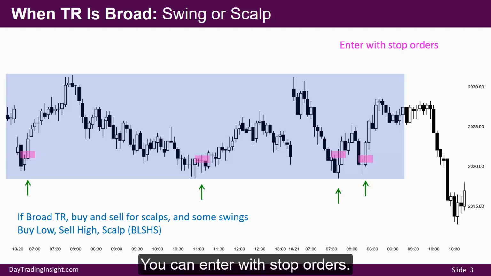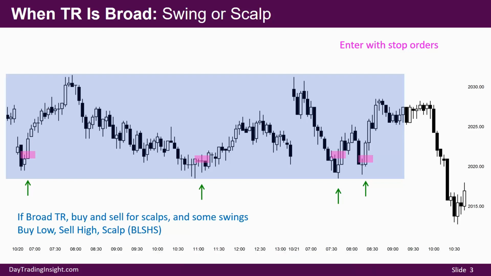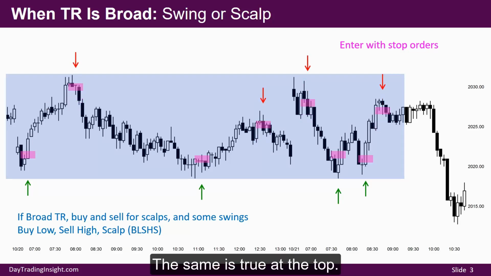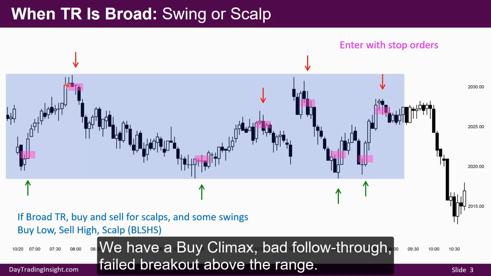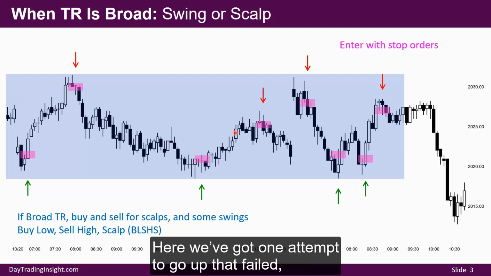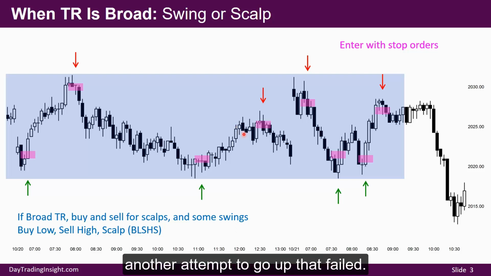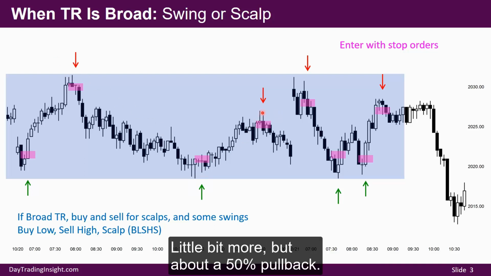You can enter with stop orders, enter just above the high of the signal bar, and either scalp or swing. And the same is true at the top. We have a buy climax, bad follow through, failed breakout above the range. Okay to sell that, certainly for a swing. Here we got one attempt to go up that failed, another attempt to go up that failed. So we have a second entry short and around a 50% pullback of this trend. A little bit more, but about a 50% pullback.